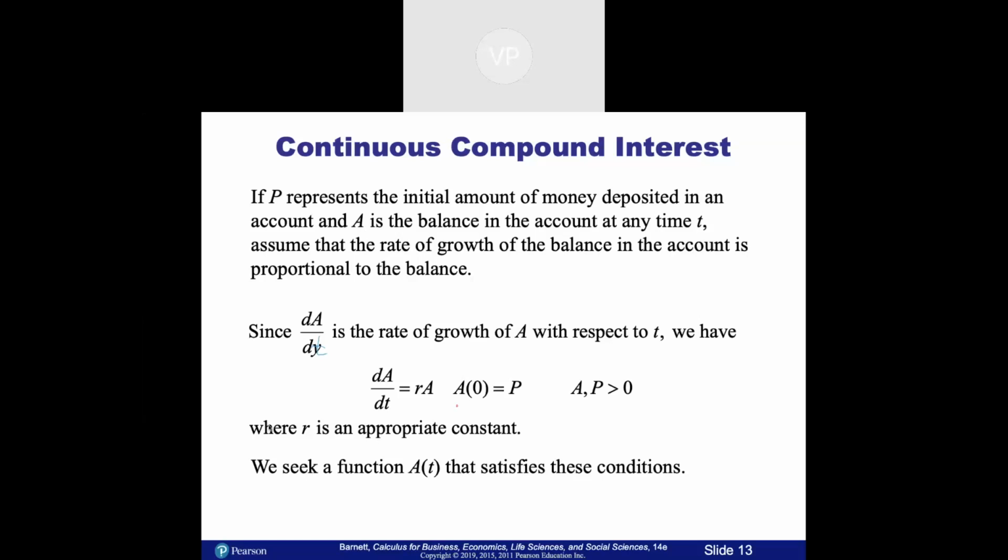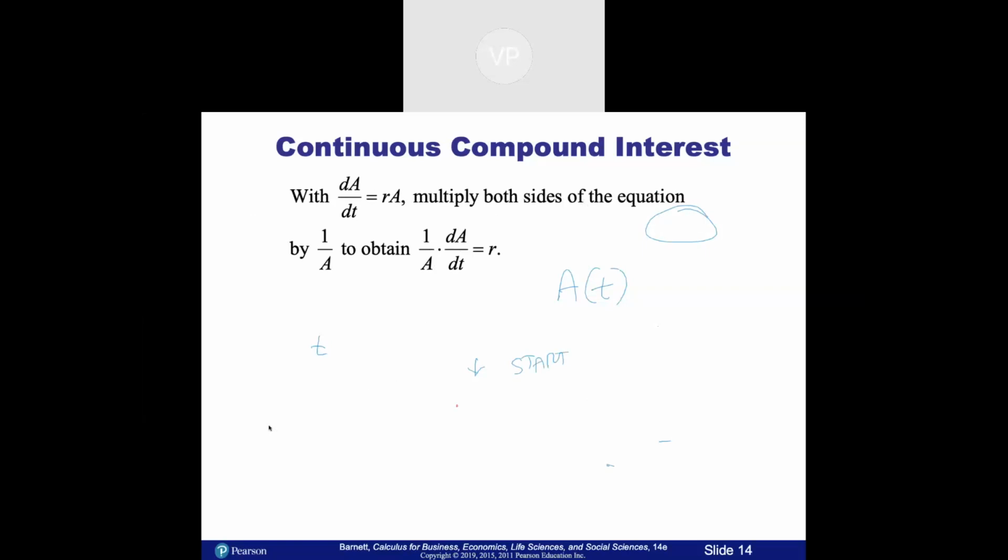A of 0, so whenever you're plugging in, t is your time. That's your variable. This is what it normally looks like. It's the time right there. So when you get time as 0, this basically means P is your principal. It's what you start out as. So it's always going to be that right there. Okay, so now we have to come up with a function that satisfies these conditions.